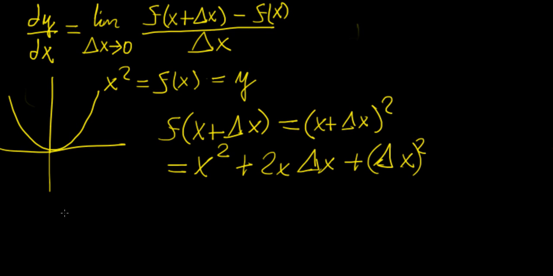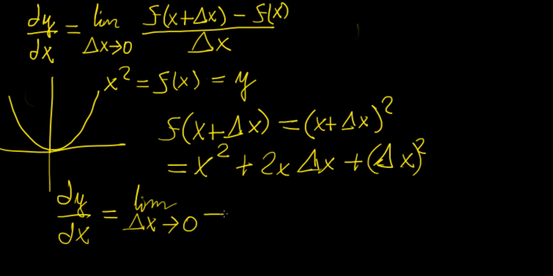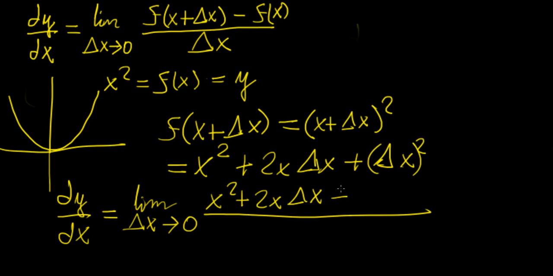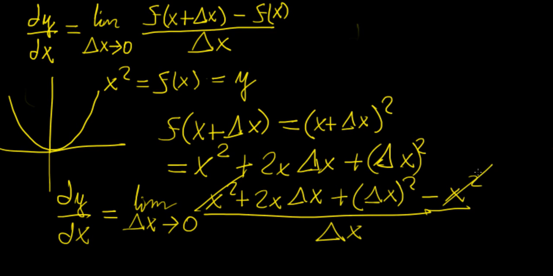And now if we plug it into the equation, that means that our dy dx is going to be the following. So limit as delta x goes to 0 of the function x squared plus 2x delta x plus delta x to the power of 2 minus x squared, because that's what f of x is. And all of this is going to be divided by delta x. So immediately we see that these two terms are going to cancel out. And then we're going to be left with these two.